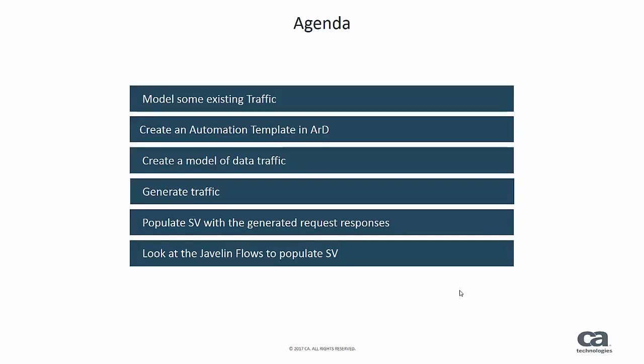So the agenda: we're going to have a look at some existing traffic. We've got a little weather app, and out of that we're going to create an automation template in ARD, which doesn't take very long. We're then going to do a bit of modeling of some interesting traffic we'd like to create. Then we're going to actually generate some traffic, and once we've generated it, we are going to populate CA Service Virtualization with the generated request response pairs and have a look at them in live mode and virtual mode. And then at the end, we're going to look at the Javelin flows, which actually populate the service virtualization, in some detail.